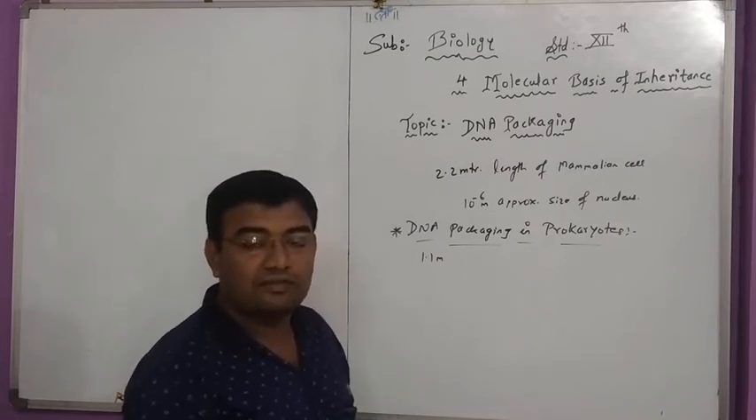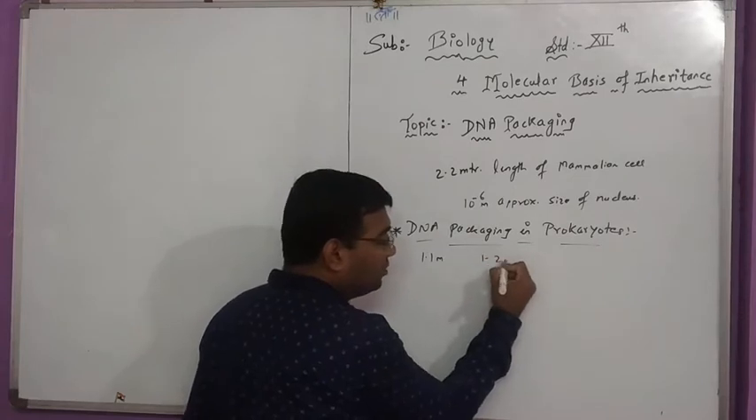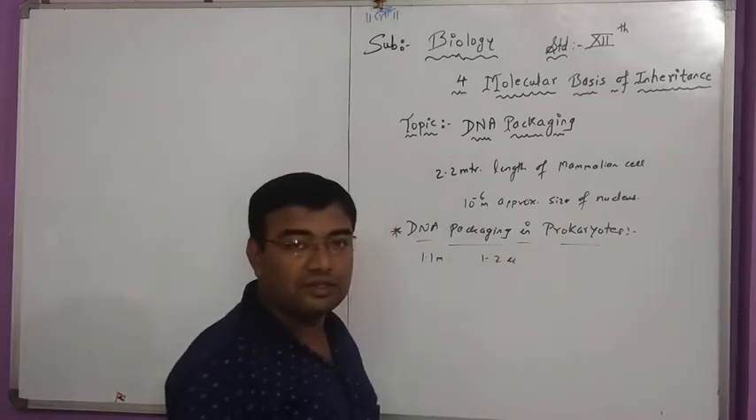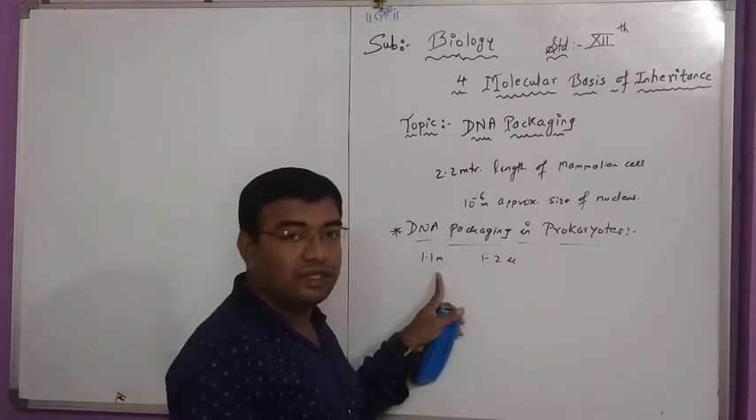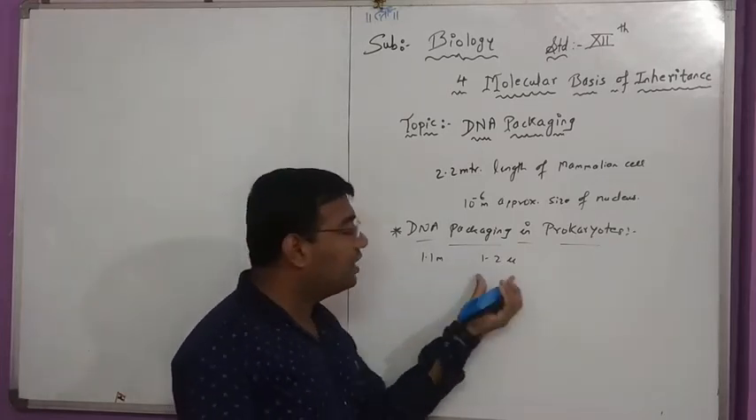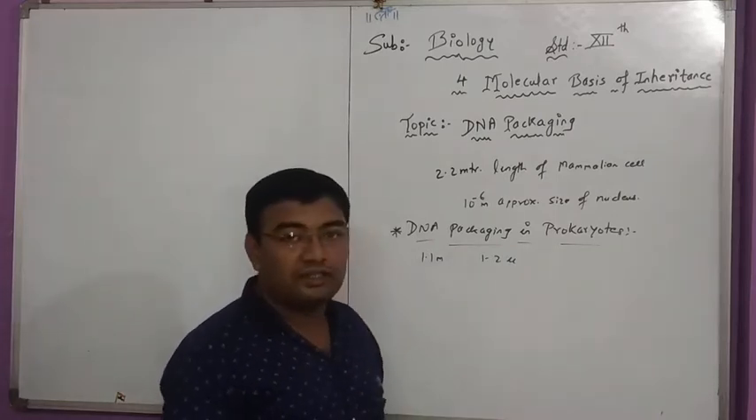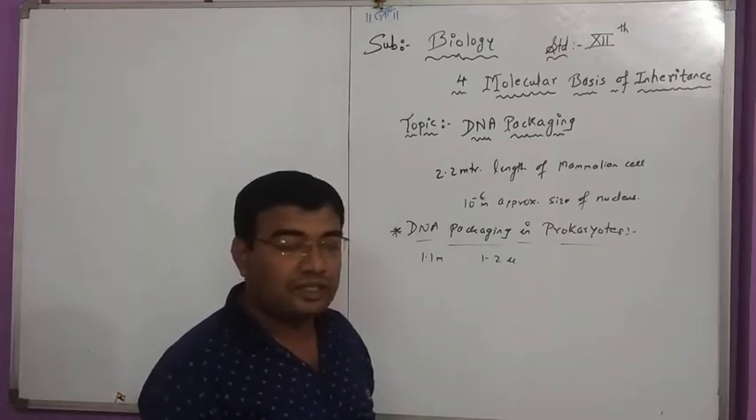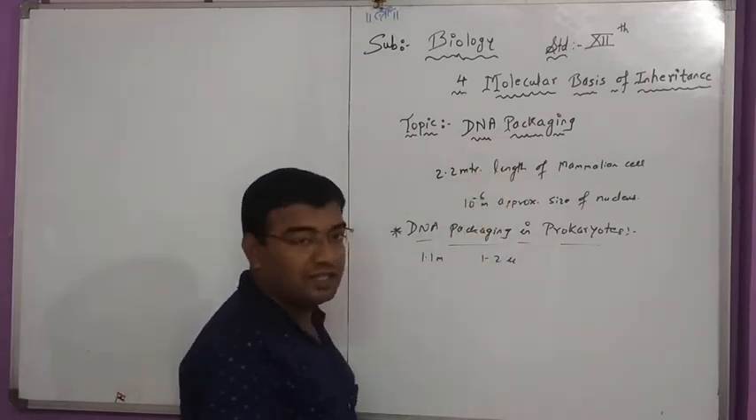And the size of the nucleus is very small. It is measured in microns, almost 1 to 2 microns. A micron is very small, 10 raised to minus 6, and meters is too big a number. So how do we fit this DNA in the small 1 to 2 microns? For this, it needs a certain process, and that process we call DNA packaging. So the topic is DNA packaging in prokaryotes.